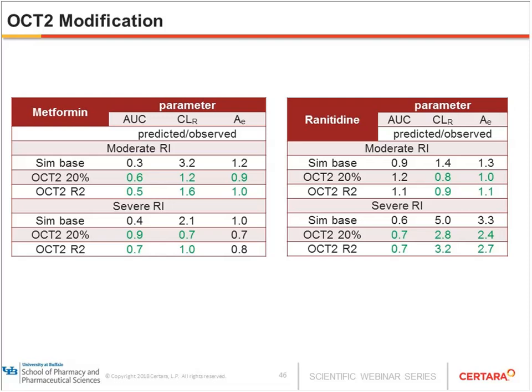So if we were able to expand this to more model substrates and just expand the analysis in general, we might be able to make some conclusion that for a moderate RI population with an OCT2 substrate, you'll have a better prediction if you reduce its expression to 20%. So that's the overall goal.